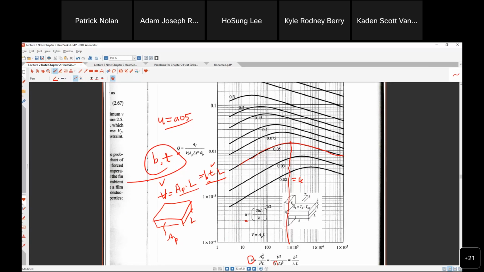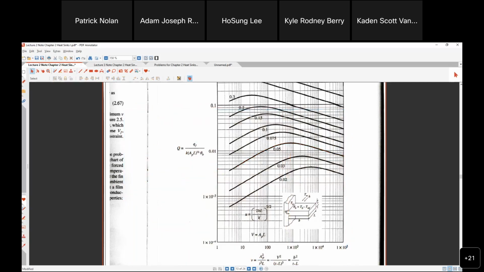Now, I have another question. You can raise a question anytime. Now, maybe volume is not known, but the heat transfer is known. Do you think you can determine the optimum? Yes or no? The same U. Yes. Answer is yes.